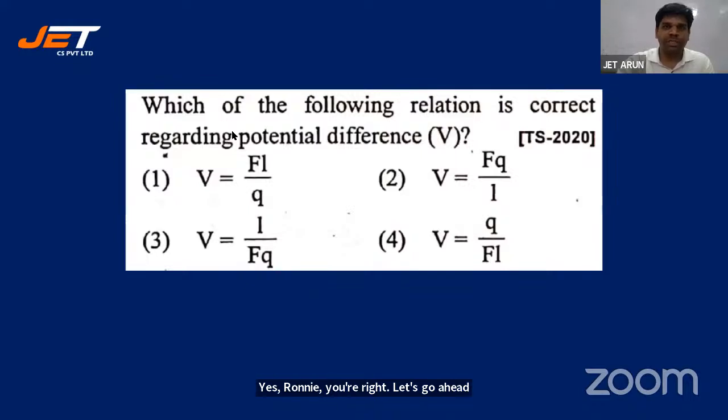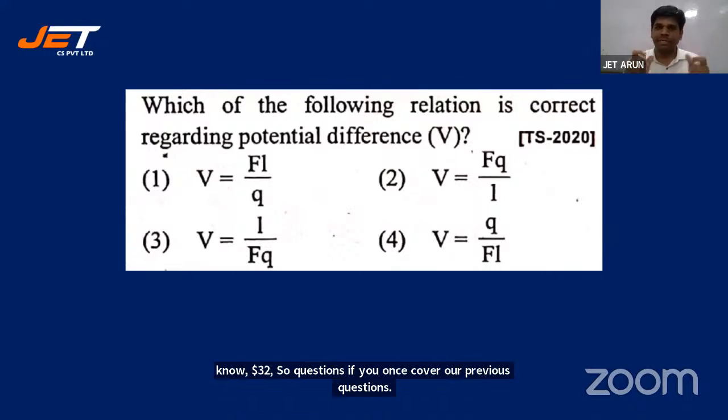Which of the following relations is correct regarding potential difference? When I'm choosing force times length by charge, it's something we have just seen, the same question asked in a different way. That was asked in 2020, and this was asked in 2022. So if you cover previous year questions, the pattern is repeating. Questions are repeating but in a different way.